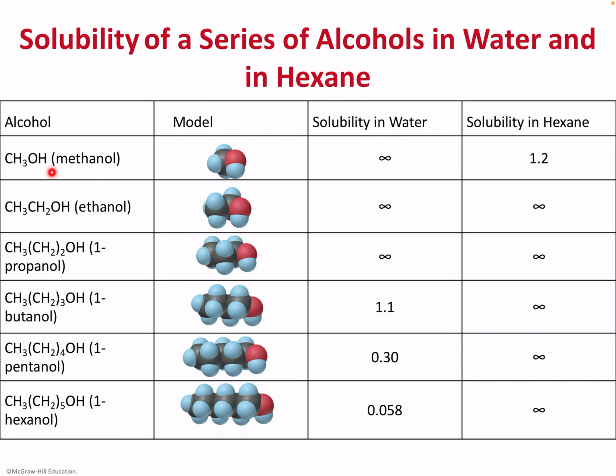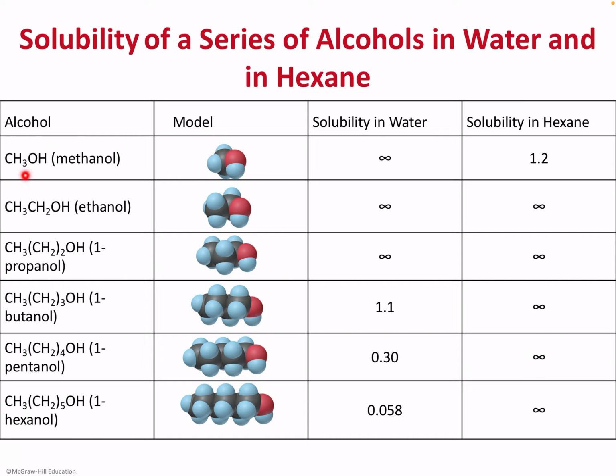Alcohols: methanol, ethanol, propanol, butanol, pentanol, hexanol. What's happening in this series? You can see each alcohol increases the carbon number by 1, and hydrogens accordingly. CH3OH, CH3CH2OH. Now this has 2 more CH2 groups, 3 more, 4 more, 5 more. You can see nothing happened to the OH, which is the polar side of the molecule.